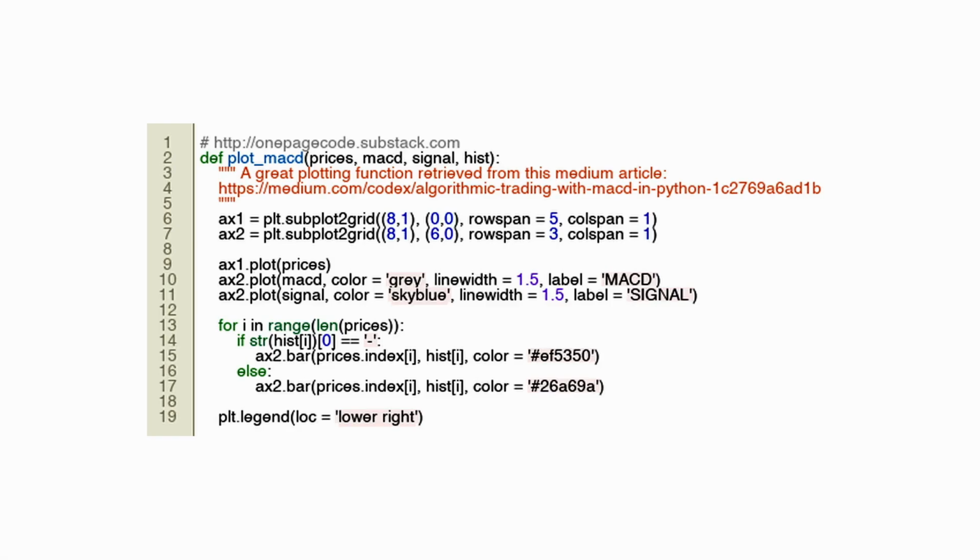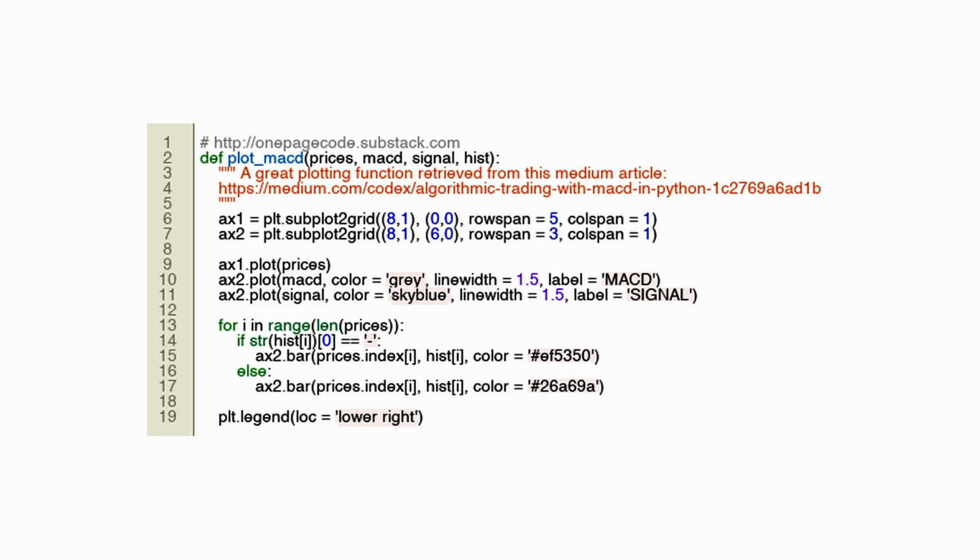The code provided is a function designed to plot the moving average convergence divergence MACD indicator alongside stock prices. The function takes 4 arguments: prices, which is the stock price data; MACD and signal, which represent the MACD line and the signal line of the MACD indicator; and hist, representing the histogram of the MACD, which is the difference between the MACD and signal lines. The purpose of this code is to visualize the stock price along with the MACD indicator for algorithmic trading analysis.